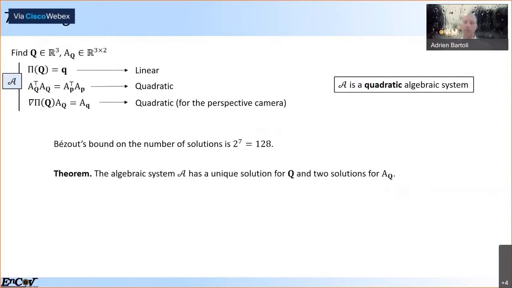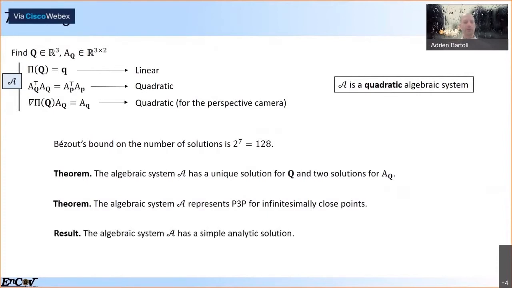However, the good news is that there is a single solution for the 3D point coordinates and only 2 solutions for the local differential structure around this point. Actually, if you're familiar with pose computation for 3 points, this system represents some sort of infinitesimal P3P system when we take the 3 points we're interested in very close to each other, infinitesimally close. So this is good news, and also there is a very simple analytic solution to this system.